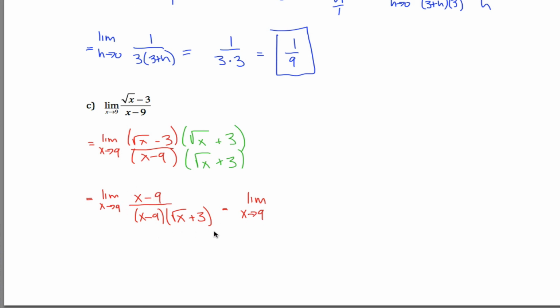You can't just cancel out the x minus 9s except for the fact that I wrote limit right here. This is what allows me to cancel out these x minus 9s. When I cancel them out, I get this, which is a limit I can evaluate. I can change all the x's into 9s and get 1/6. That's the answer to this question. And I guess that's the end of the quiz.